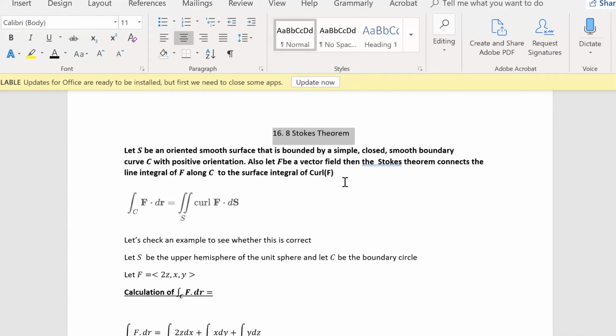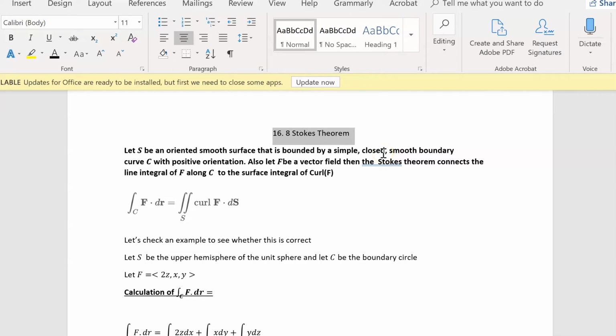In this section, Stokes' theorem is kind of like the 3D version of that. Instead of a two-dimensional region, we are going to look at a three-dimensional surface, right? And that surface must be an oriented smooth surface that is bounded by a simple closed smooth boundary curve. I will put up a different video explaining what that means, but for the time being, with positive orientation. So we just imagine a surface which has a boundary curve, which is closed and smooth.